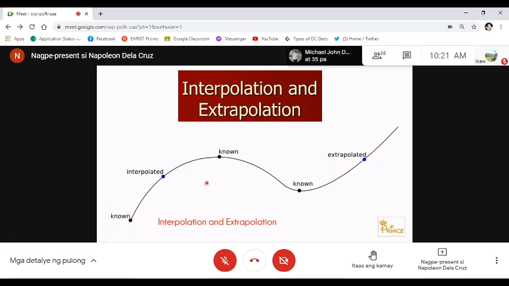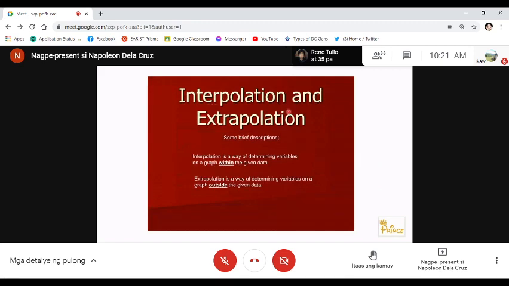Okay? So when what we are looking for is inside the points, we call that interpolation. And when it is outside, we call that extrapolation. Okay? So that is interpolated points, extrapolated points. So interpolation and extrapolation, just a brief description.